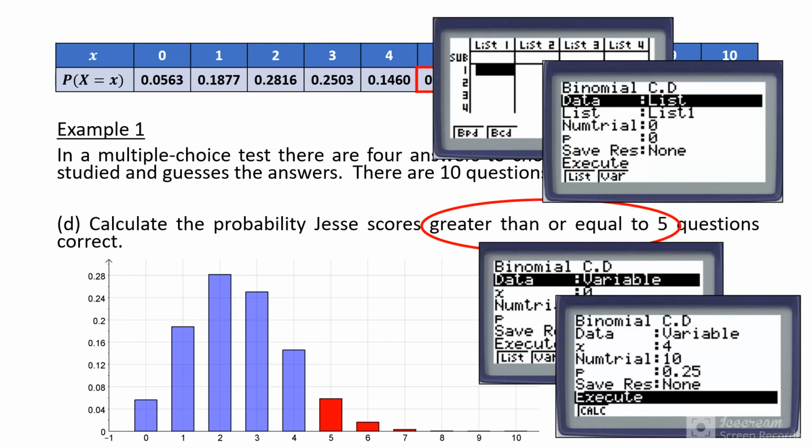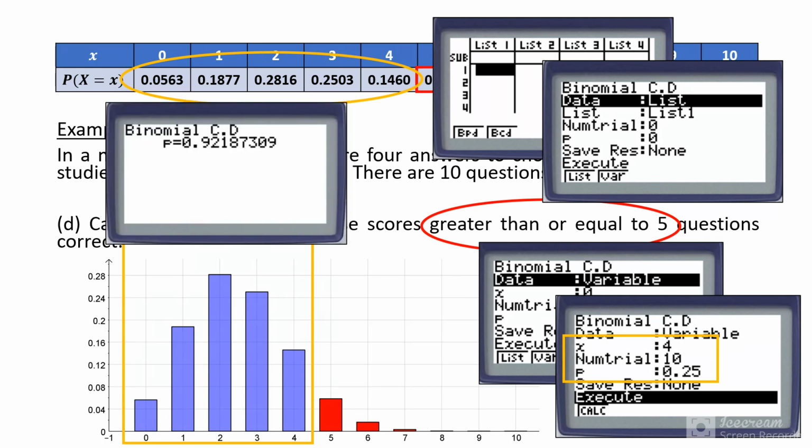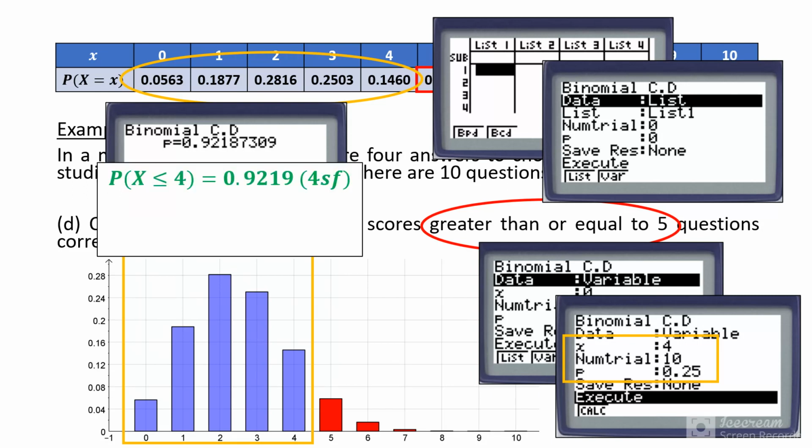So I go into my calculator. Remember, my calculator is only set up to be less than or equal to something. So look what I've put in for X. I've entered in X is 4. So the calculator is going to add up the probabilities for 4, 3, 2, 1, and 0. I don't want that section. I want everything else this time. So I'm going to do the clever trick and take the answer from the calculator and subtract it away from 1 and get the probability that X is greater than or equal to 5 is 0.0781.